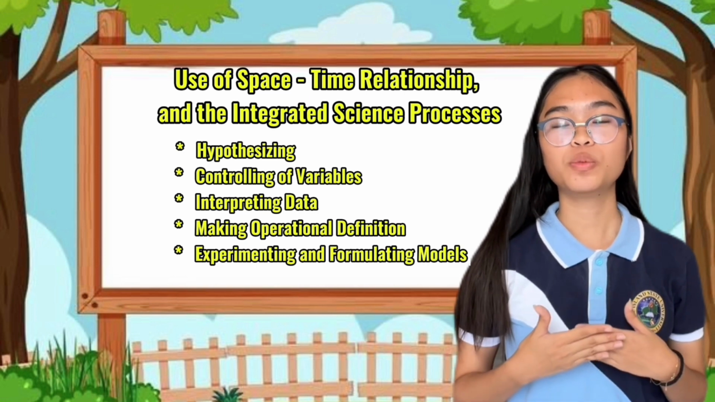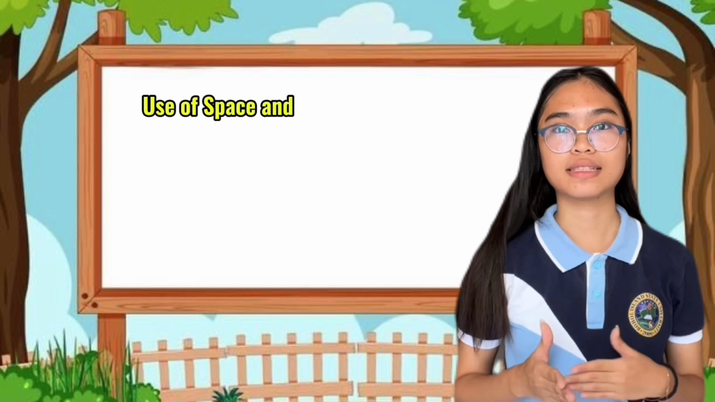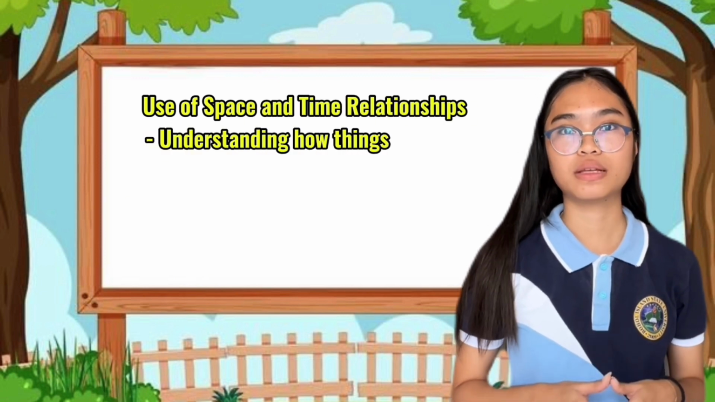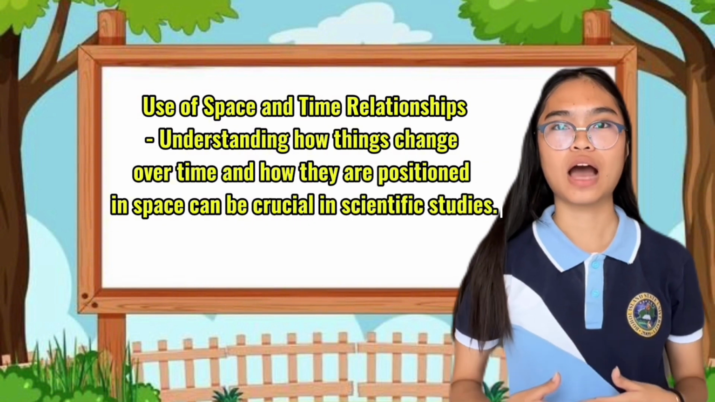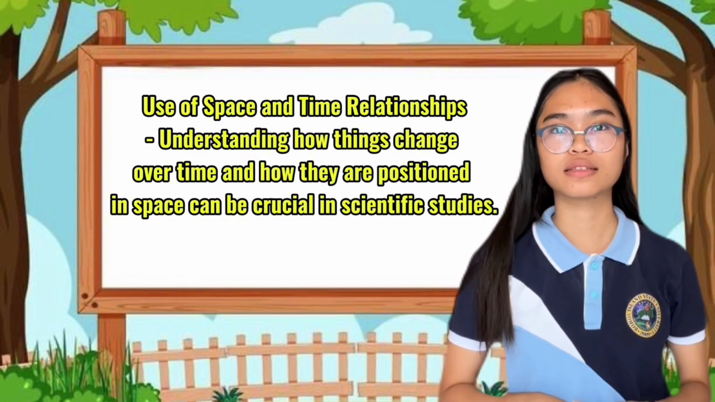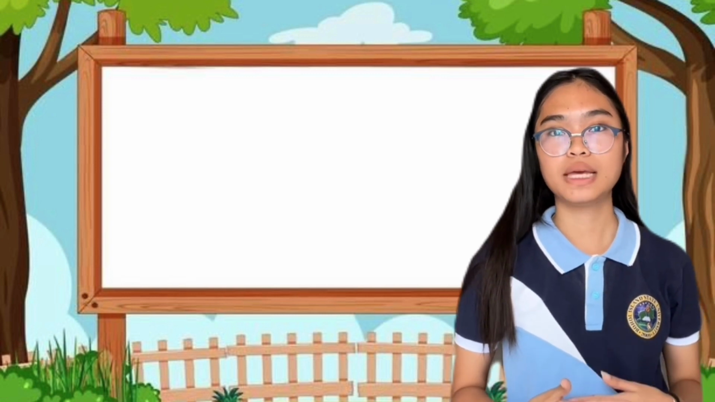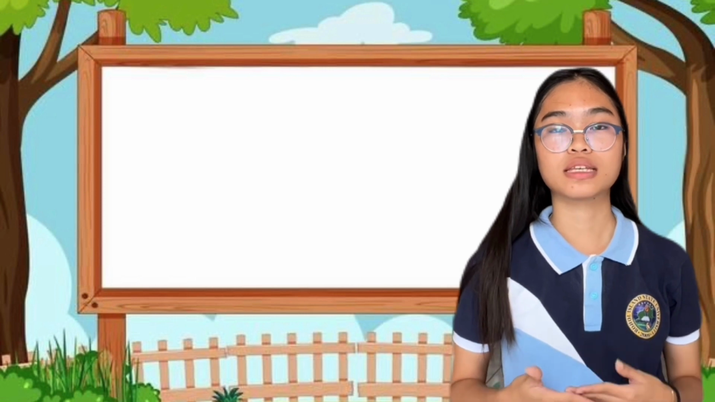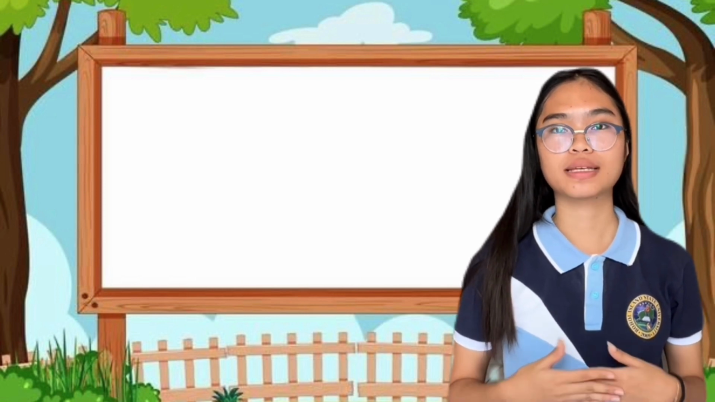experimenting, and formulating models. When we say use of space and time relationship, it means understanding how things change over time and how they are positioned in space can be crucial in scientific studies. And integrated science processes means that these processes build upon the basic skills and involve more complex thinking.